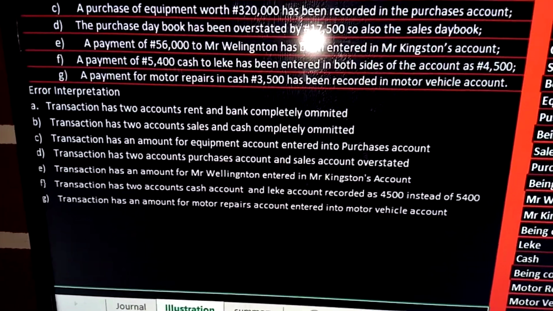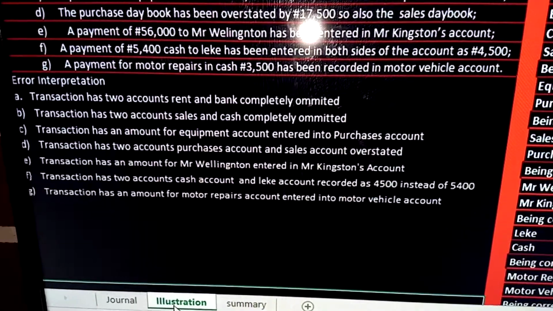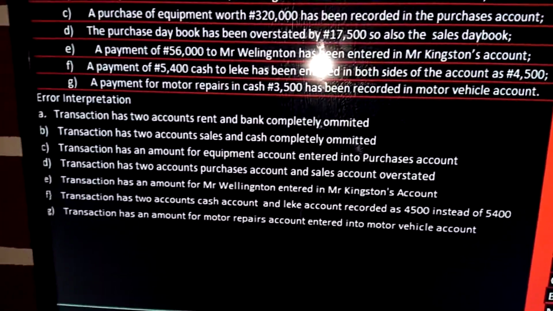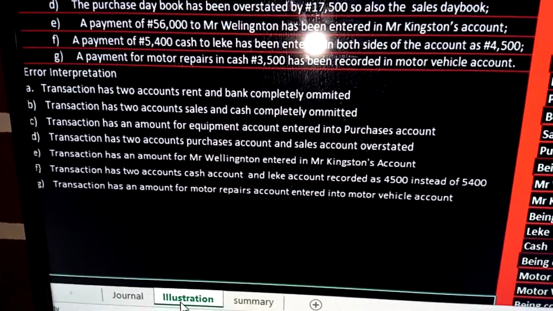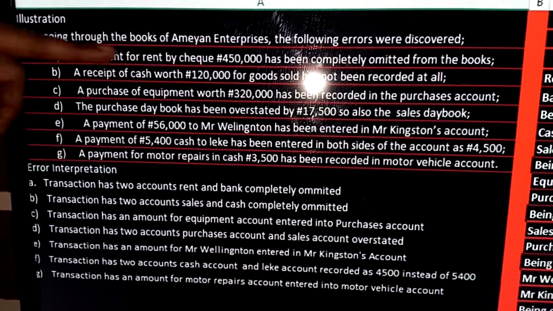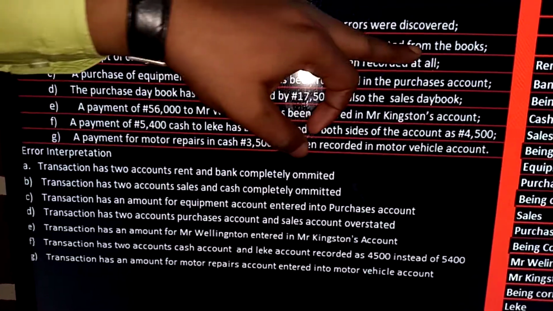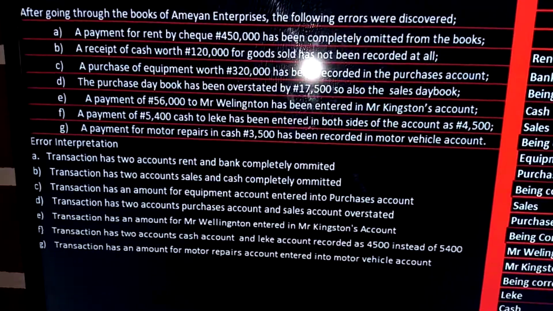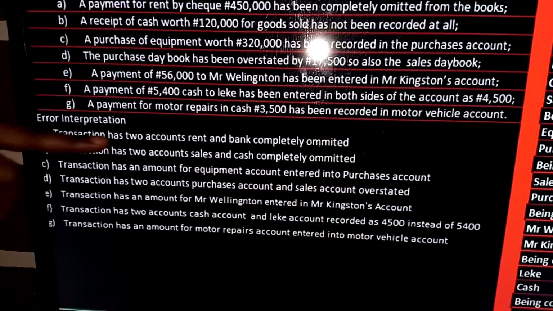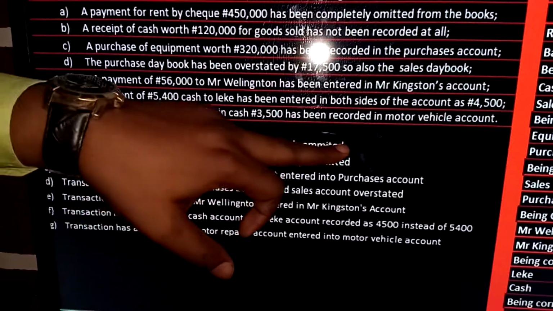And don't forget, you must know your rules in terms of assets, liabilities, income, expense. That will help us to correct the errors. So the first question here says, a payment for rent by check, 450,000 naira, has been completely omitted from the books. So let's interpret the error. Here is the interpretation: the transaction has two accounts, which are rent and bank, completely omitted.